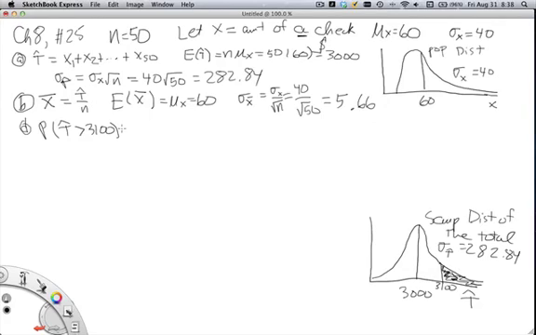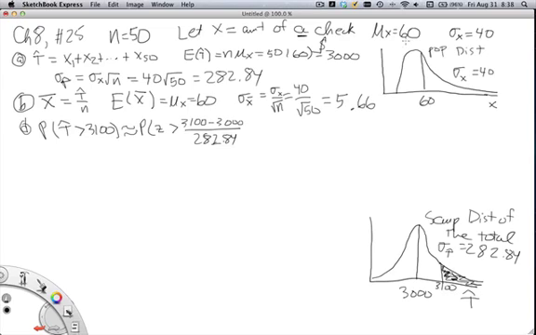So using our central limit theorem, we're going to say that this is at least approximately equal to the chance of me having a z greater than 3,100 less the mean divided by the standard deviation, 282.84.